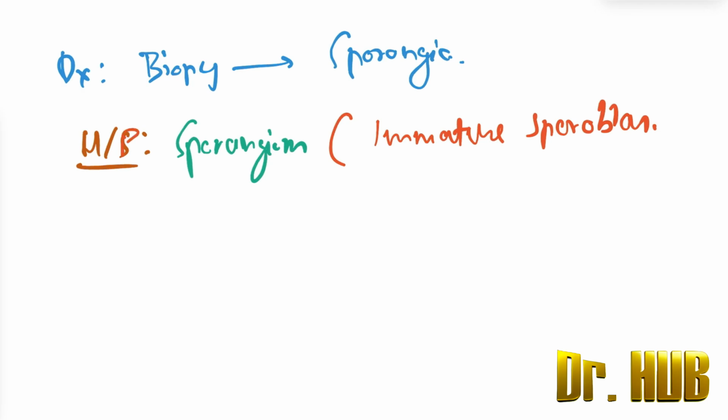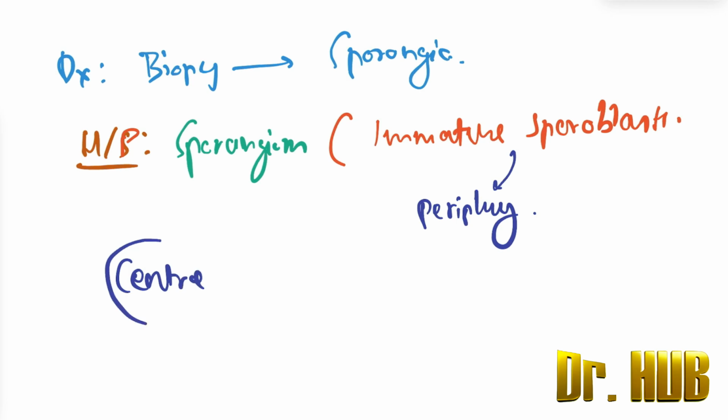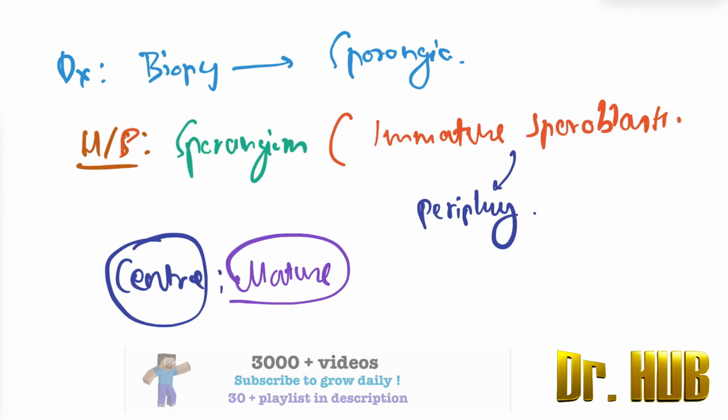There will be immature sporoblasts at the periphery, and when you look at the center, what is present? In the center, there will be the mature ones.